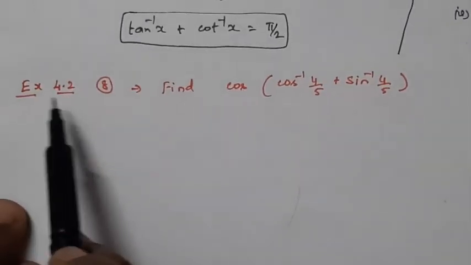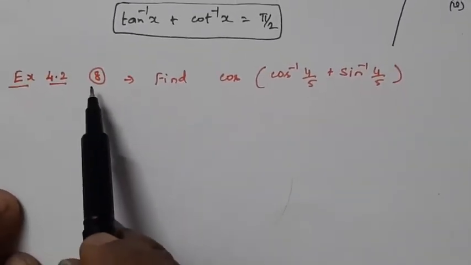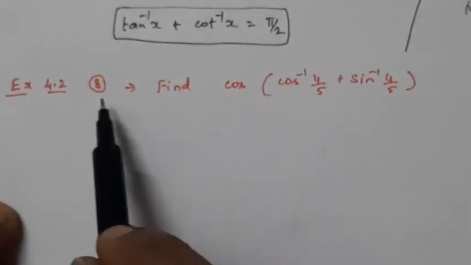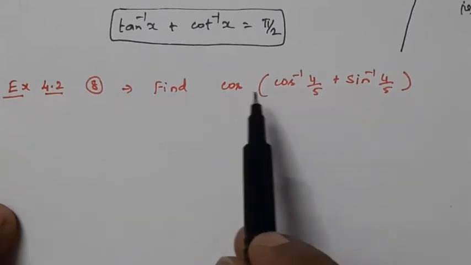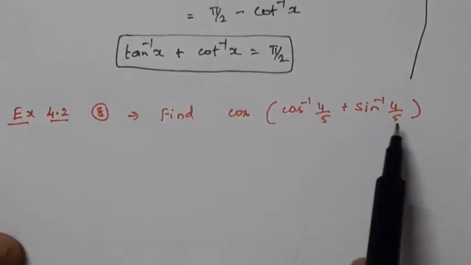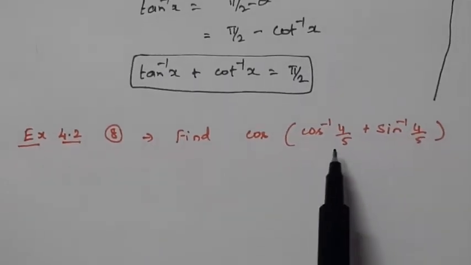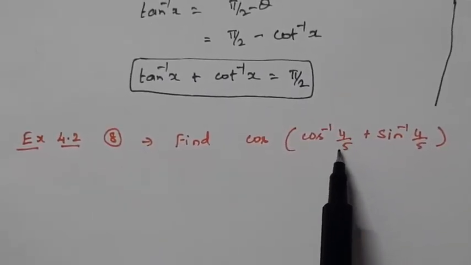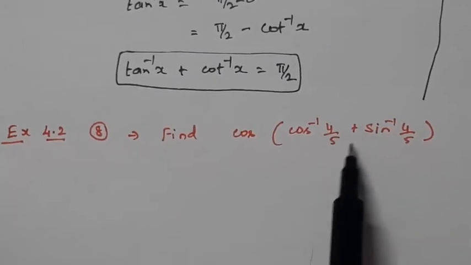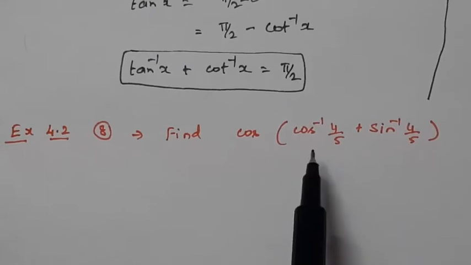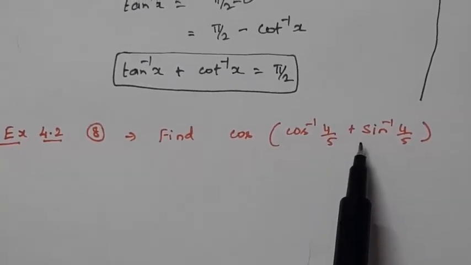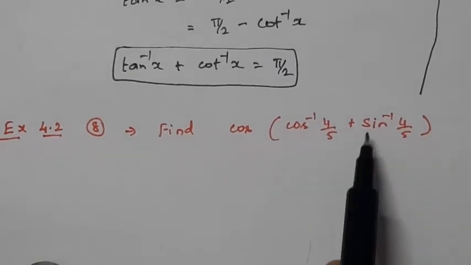See, in exercise 4.2, in the eighth sum, we have one subdivision: find the value of cos inverse of 4 by 5 plus sin inverse of 4 by 5. There we took a right triangle and found cos theta and sin theta, and used them to find the value. But here, after reading the property, that is the cofunction inverse identity, we can now utilize the identity.